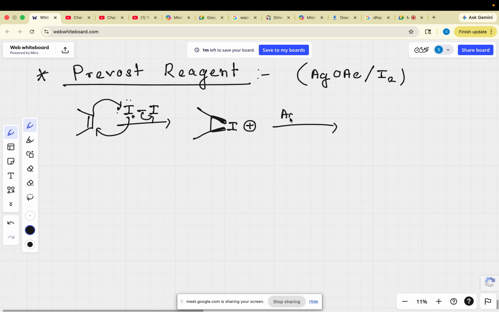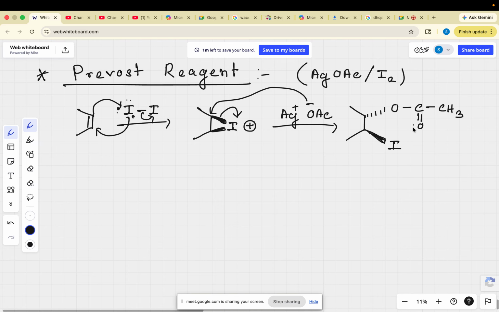Now next step is what? You have silver acetate. So silver acetate means Ag plus OAc minus. So OAc minus will attack here. This bond will break. That means OAc is attacking from below the plane. So I have here OCOCH3, and above the plane I have iodine.